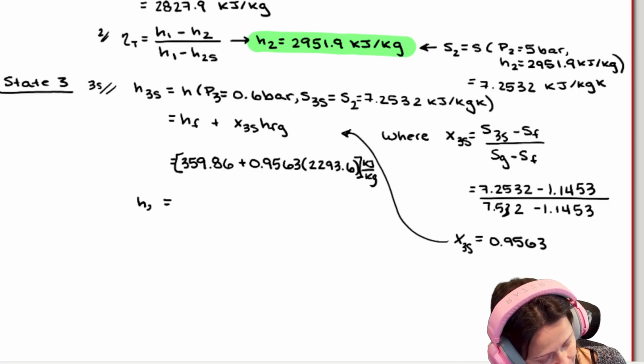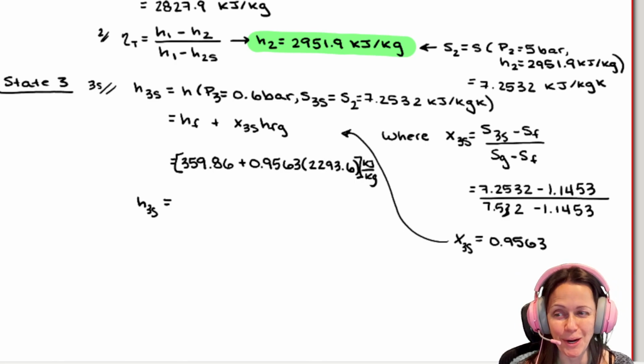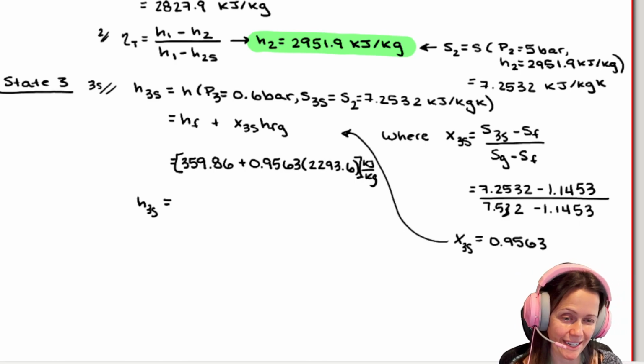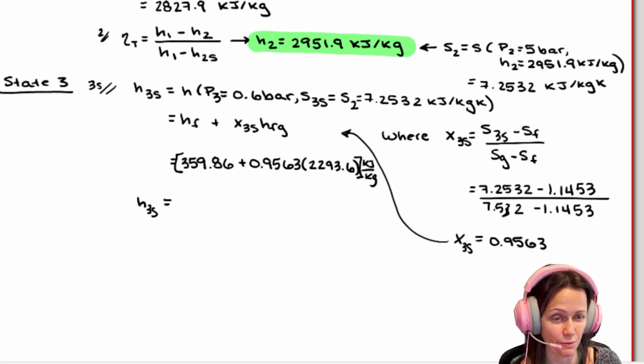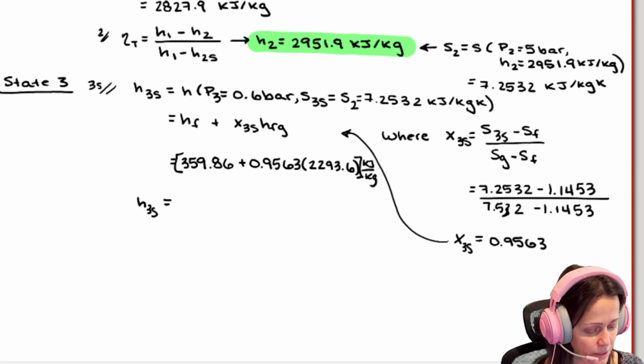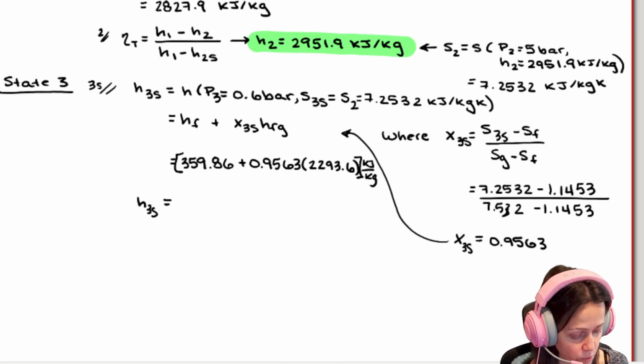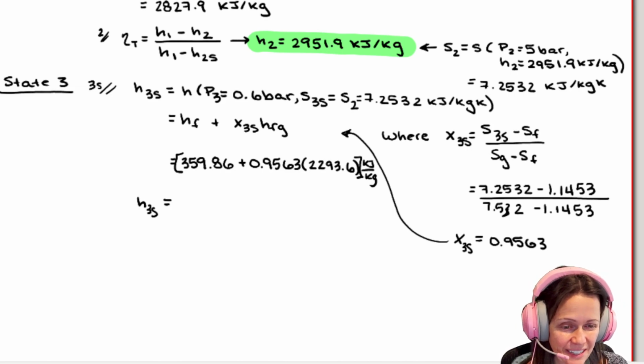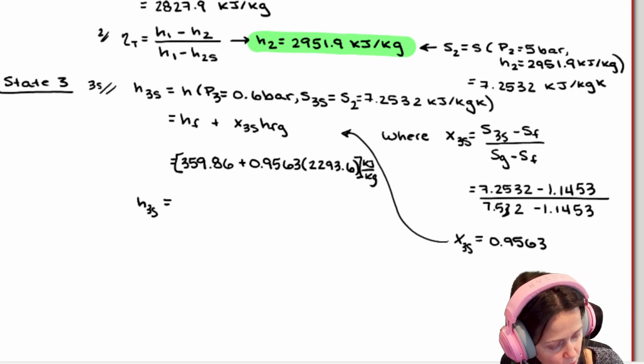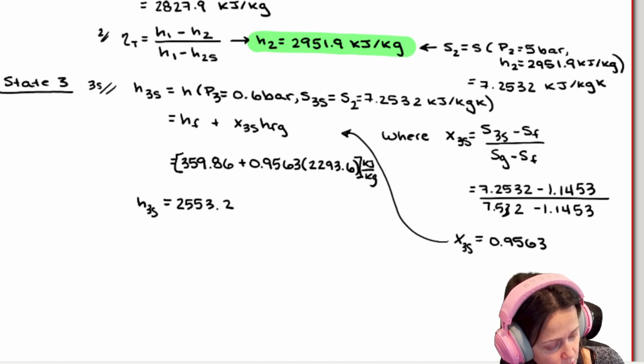Yeah, it's a lot of work to get state 3S. This is why I wouldn't do this to you on a test, giving you an isentropic efficiency that you had to deal with to get your new S2 value that's not the same as S1. But at least it's a good thing to see how it's done. But I've got 2553.2.